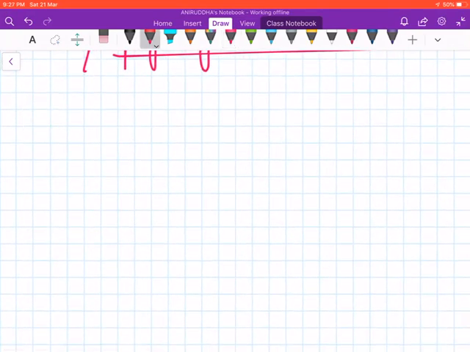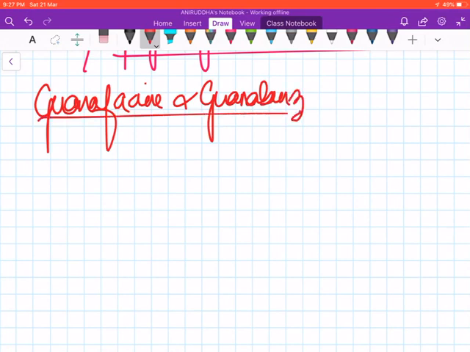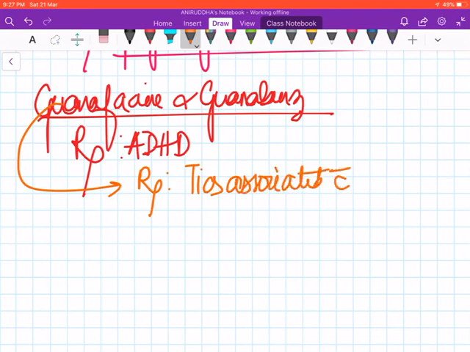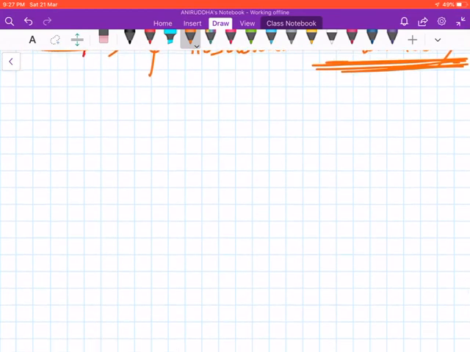Again, two drugs which we'll be discussing together are guanfacine and guanabenz. Now, guanfacine and guanabenz can be used in the treatment of ADHD as well. Additionally, guanfacine can be used for the treatment of tics associated with Tourette's syndrome. This Tourette's syndrome, I want you all to remember the pathophysiology. So please go back and search for it in your neuroanatomy books.